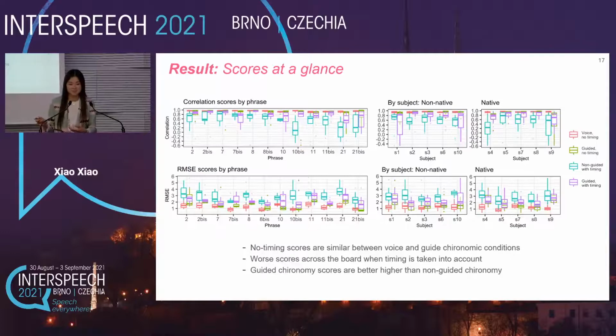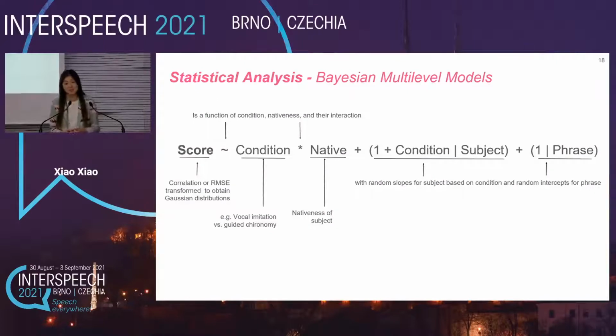The difference between timing and no timing enabled us to get an idea of the effect of that condition. Looking at the scores in aggregate, on the left are the scores organized by phrase, and on the right, the scores are organized by types of subject. At a glance, we can see that when we don't take timing into account, the red and the green scores are quite high across the board. When we do take timing into account, the scores are lower, or worse, but guided chironomy consistently does better than non-guided. But in order to see whether there's any significance, we made some Bayesian multi-level models.